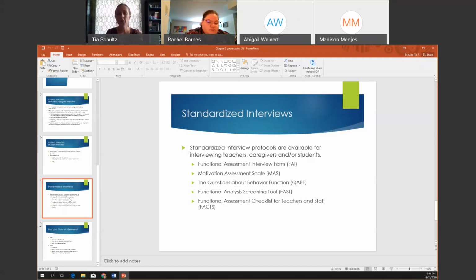The FACTS, the other tool that I will share with you, is 2 pages, but one side is for caregivers and one is for teachers. And it is more like a checklist. And this should never replace the interview because it wouldn't have enough depth.